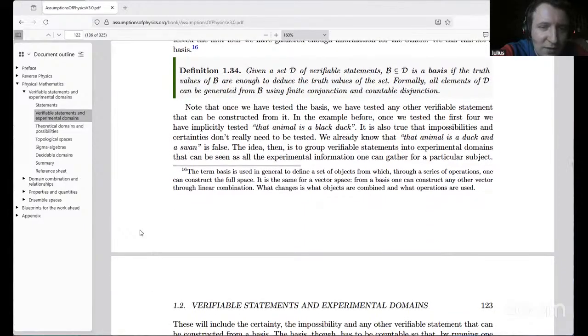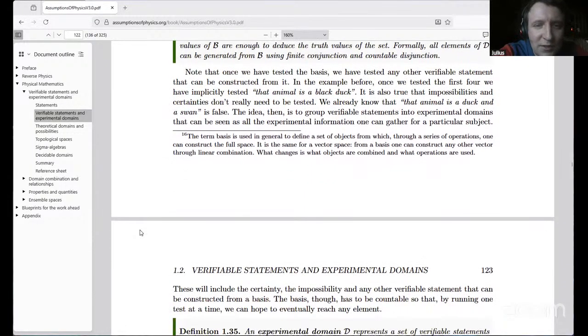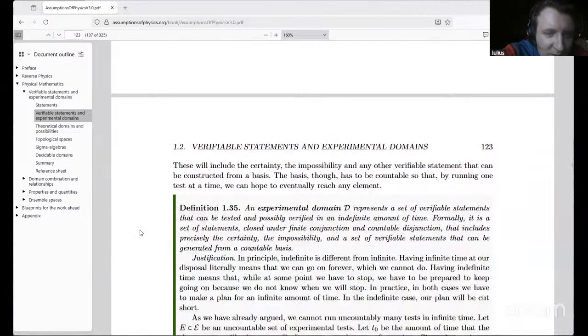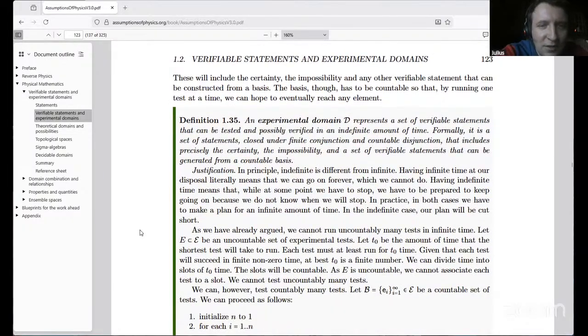The idea then is to group verifiable statements into experimental domains that can be seen as all the experimental information one can gather for a particular subject. These will include the certainty, the impossibility, and any other verifiable statements that can be constructed from a basis. The basis, though, has to be countable so that by running one test at a time, we can hope to eventually reach any element.